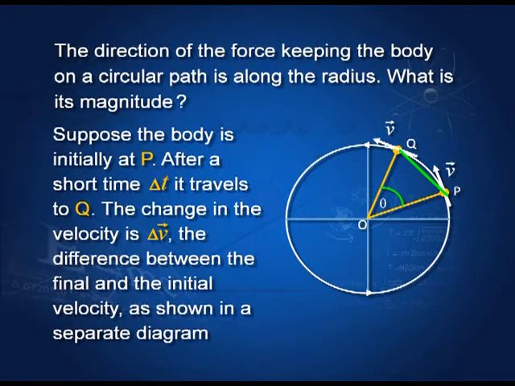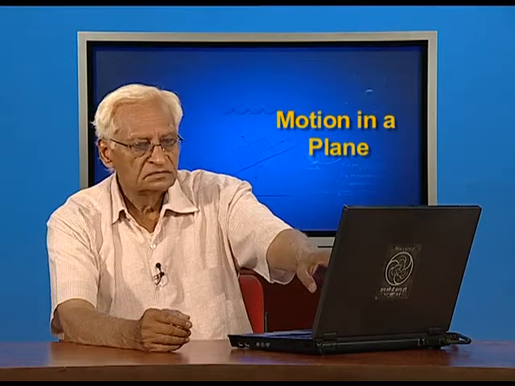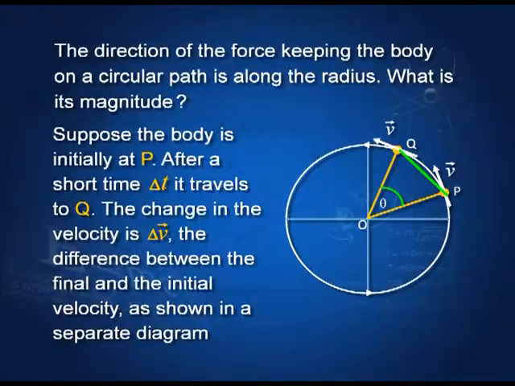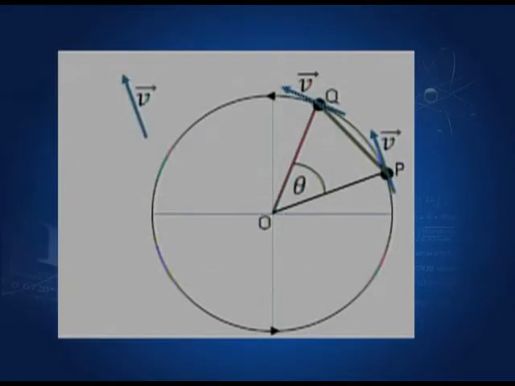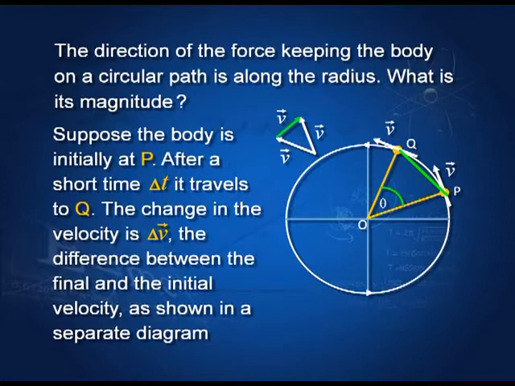We take the body to be at P, and it is moving with velocity v along the tangent. After a very short time delta t, it moves to Q, but its motion is again along the tangent with velocity v, and the angle covered in this is angle theta. So the velocity at P is v, the velocity at Q is also v. I have drawn parallel lines, if you notice, and the change in velocity is delta v, the final velocity minus the initial velocity.